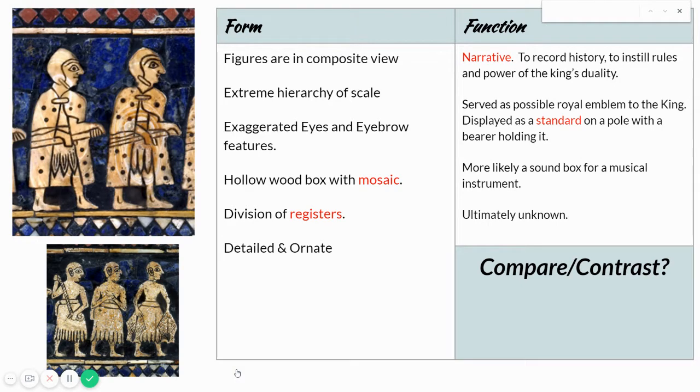And that's a lot of what this war and peace standard talks about, the king's role in both of these worlds. We believe that it could have served as a possible royal emblem to the king, that we think it was displayed as a standard on a pole with a standard bearer holding it. Okay.